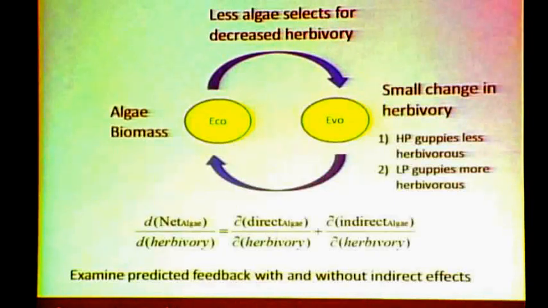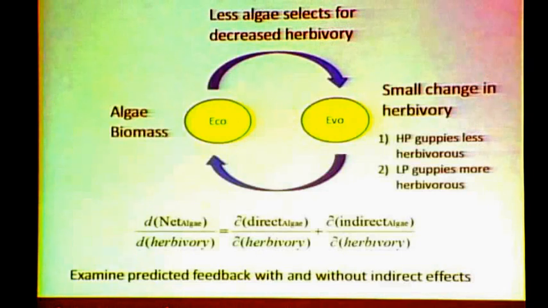Okay, so why should you guys care about this? What does all of this mean? I told you I was going to try and tell you why you should care about these indirect effects. And so we can play a little game where we can ask the question, what happens if we cause high or low predation guppies to have a very small change in herbivory?